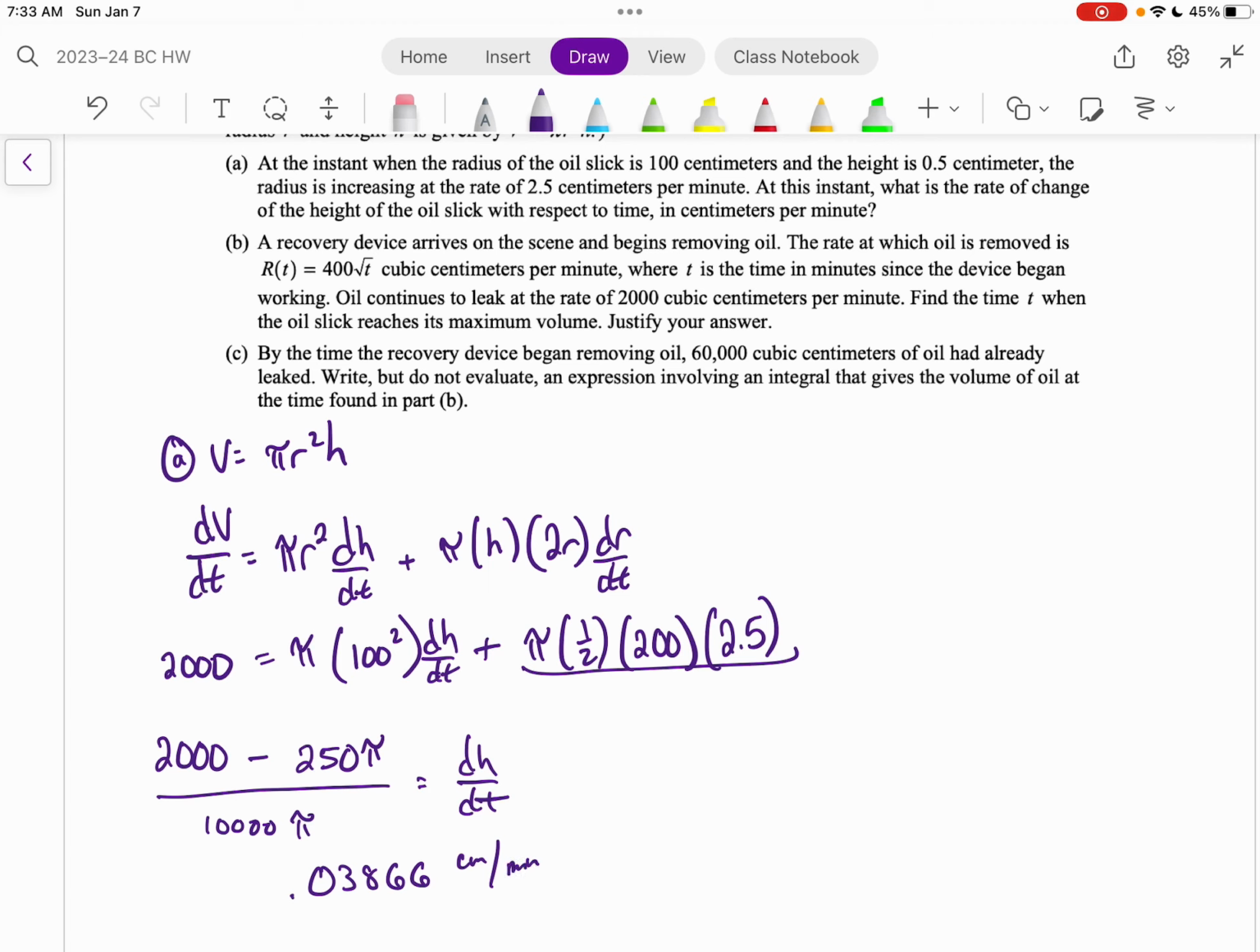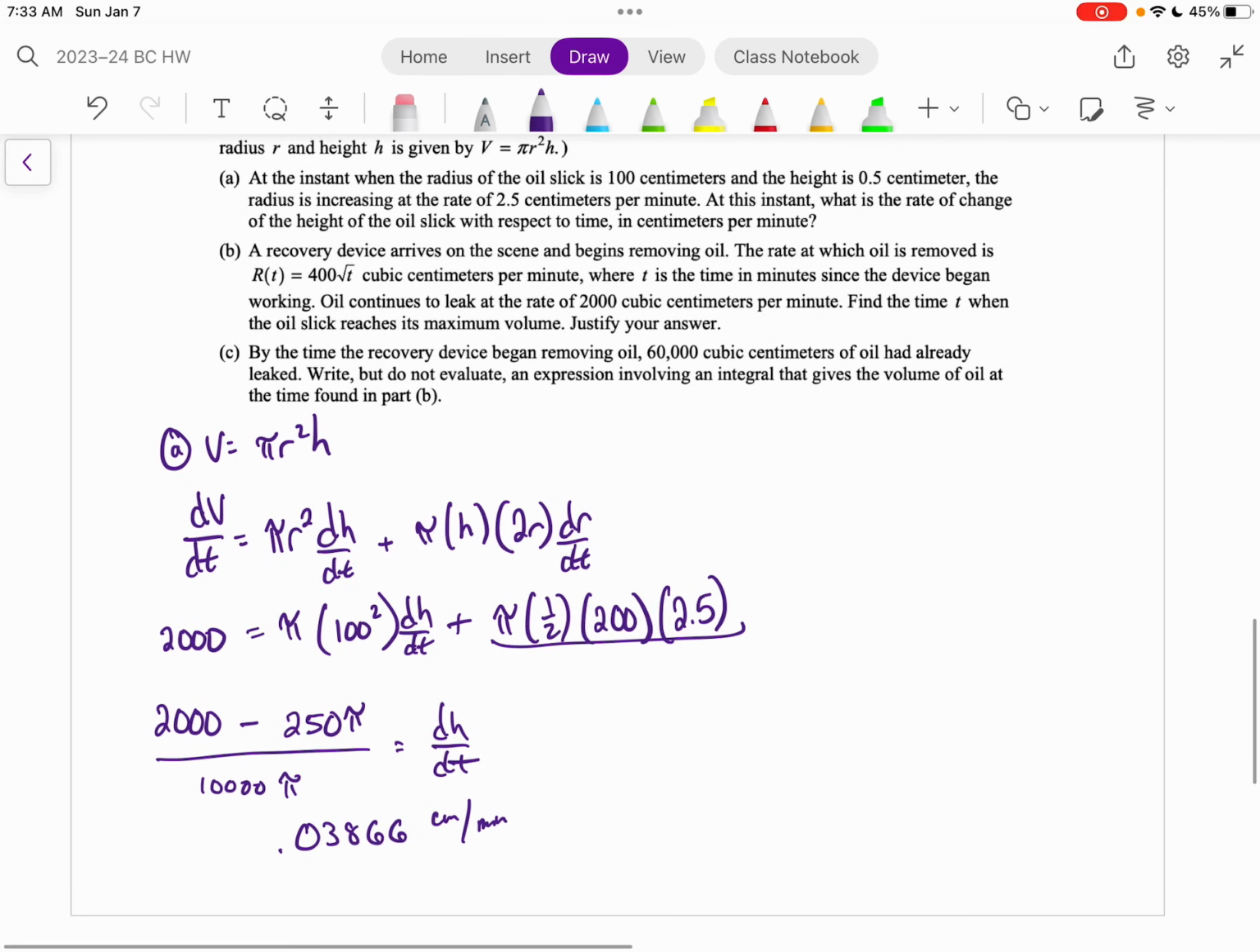Okay. A recovery device arrives on the scene and begins removing oil. The rate at which oil is removed is 400 root T cubic centimeters per minute, where T is the time in minutes since the device began working. Oil continues to leak at the rate of 2,000 cubic centimeters per minute. Find the time T when the oil slick reaches its maximum volume. Okay. I don't think this one's so bad. So, this thing is going to catch up and eventually be going at the same rate that oil is leaking in, right? At the start it's going at 0 cubic centimeters per minute, but eventually it'll get up to 2,000. So I think we just need to find that point.